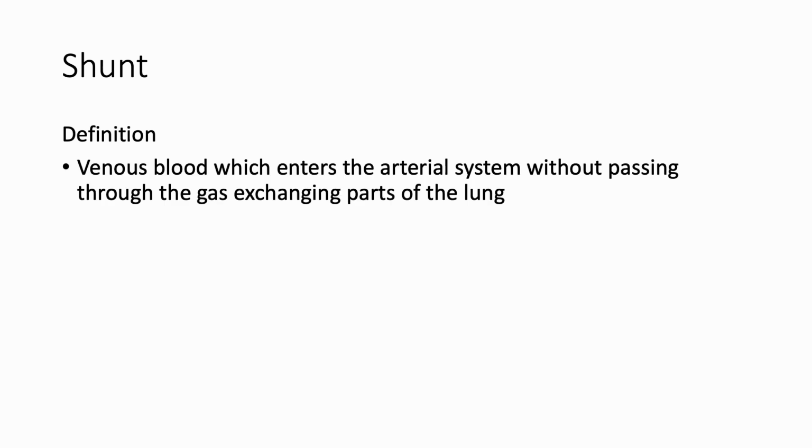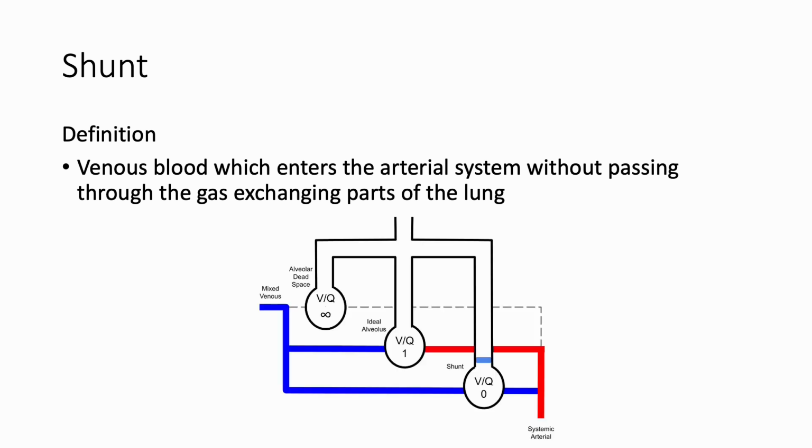Shunt is venous blood which enters the arterial system without passing through the gas-exchanging parts of the lung. In our three-compartment model, it's mixed venous blood that's flowing past an alveolus that's not getting any ventilation, which means that no gas exchange occurs and the composition remains the same. It's still deoxygenated mixed venous blood, and it then combines with the oxygenated blood going past the ideal alveolus, and that becomes the systemic arterial blood.